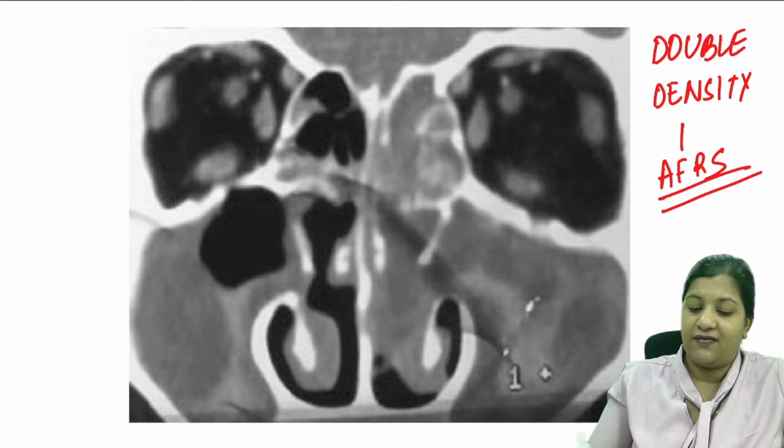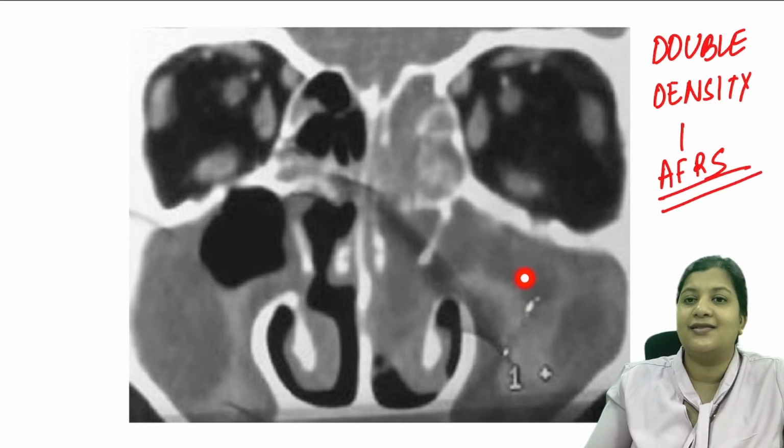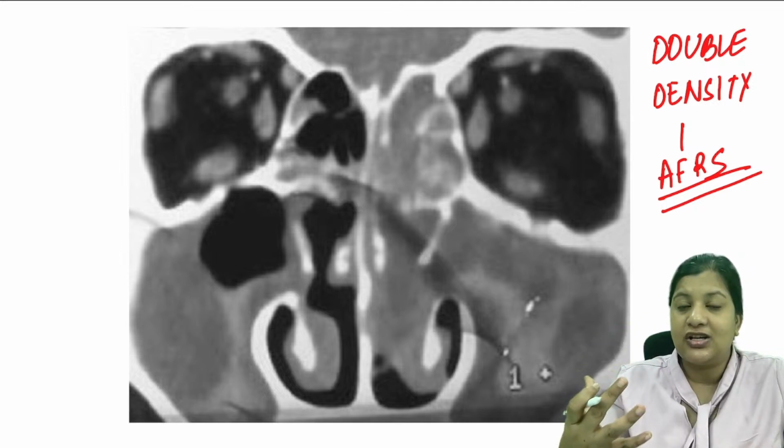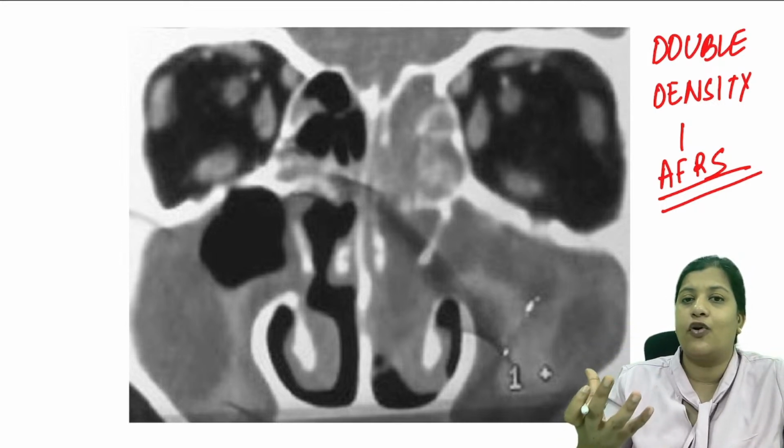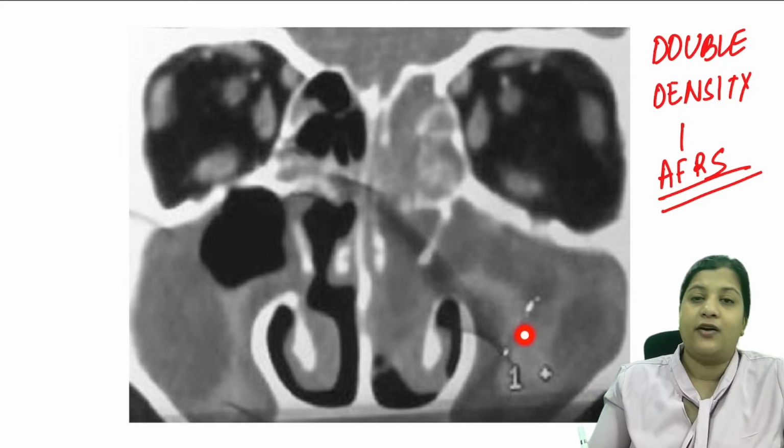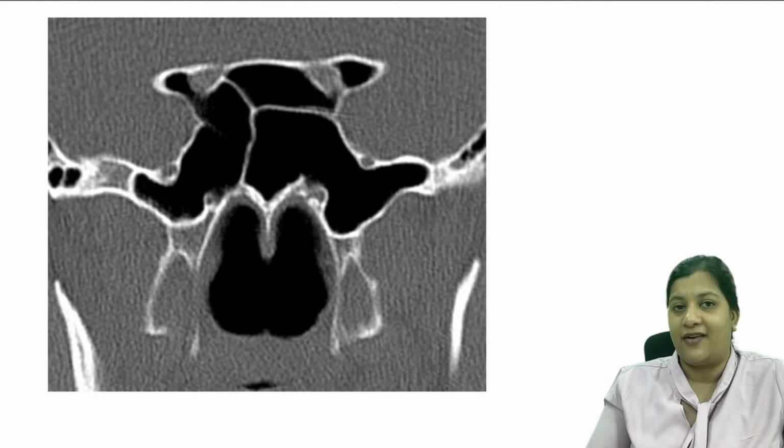This is a very, very important thing, that there are two different densities of haziness in the sinuses, indicating that there is secretion, there is allergic mucin, and there is fungus which contains chitin in its walls, and because of that it appears bright white, and the rest appears a little dark white. So that's about our AFRS.